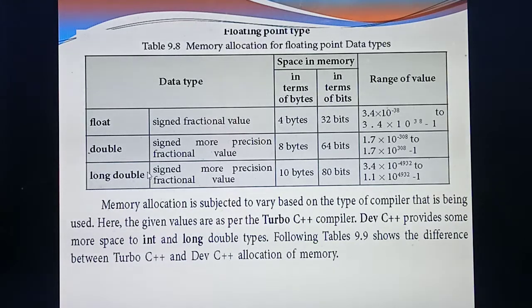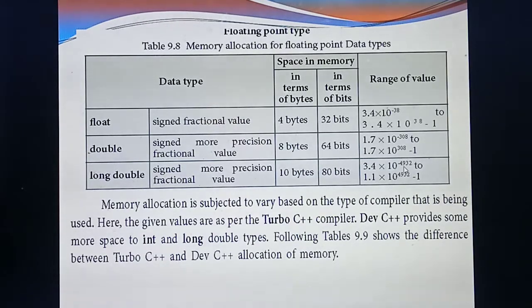Okay. Next, long double means signed more precise fractional values. Here see, double means 1.7 into 10 to the power minus 308. See, long double means 3.4 into 10 to the power minus 4900. That is the highest value. That is a more precise fractional value. Double also is signed. Here, in floating data types, all of them need a signed value. Then only it will accept.